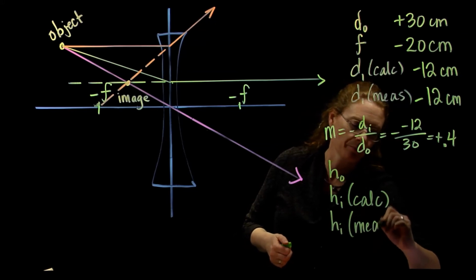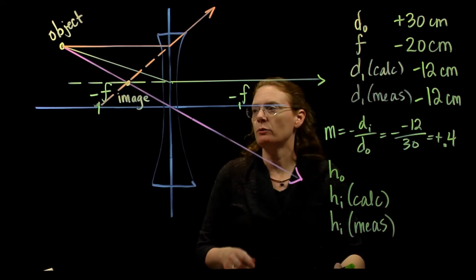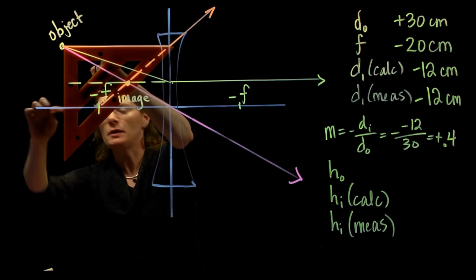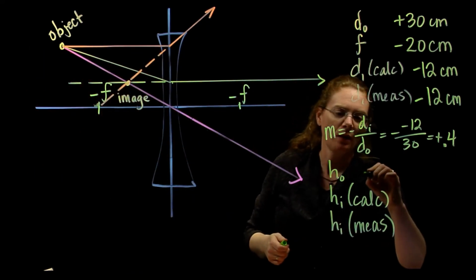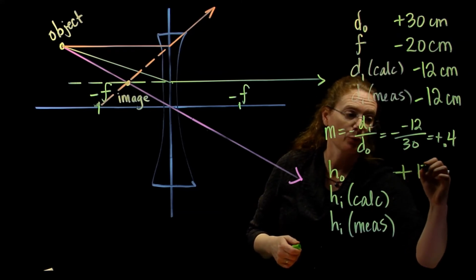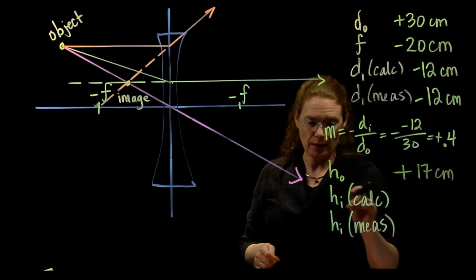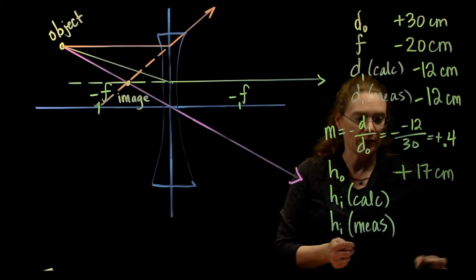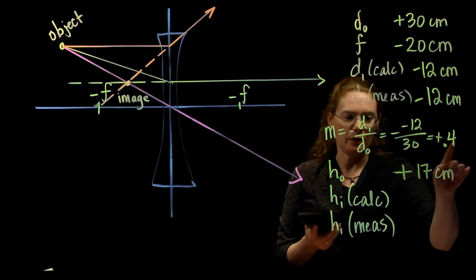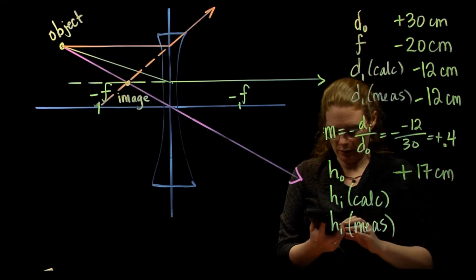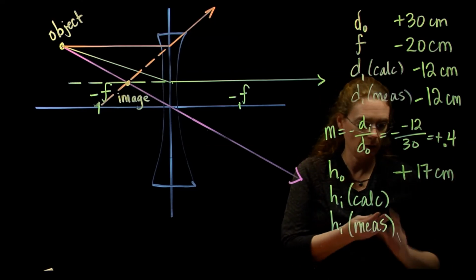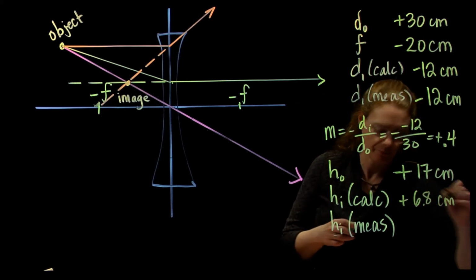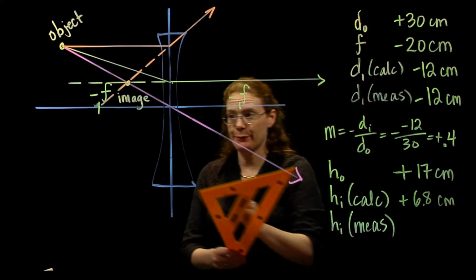HI measured. So let's see what we've got here. Centimeters. 15, 16, 17. And that's positive because it's upright. HI calculated and HI measured. Let's do the calculated first. See what we should have. So magnification times HO, 0.4 times 17 gets me positive 6.8, so about 7. Let's see if we're close.